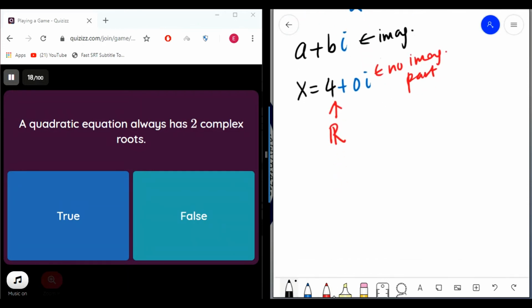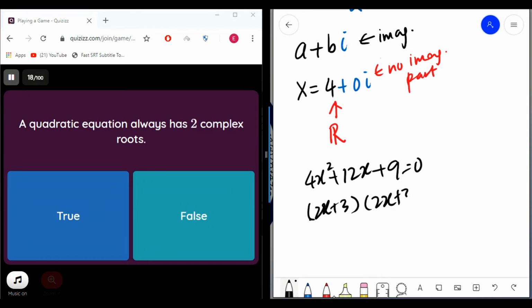Remember this question? It is 4x squared plus 12x plus 9 equals 0. The one we did in the previous question, right? Then we factor it into 2x plus 3, then 2x plus 3 equals 0. So x equals negative 3 over 2 and x equals negative 3 over 2. See, we will always have two roots, just that they are equal. And maybe on the graph, you'll only see the parabola cut the x-axis at one point. That's why we call it one real root. They are actually the same.